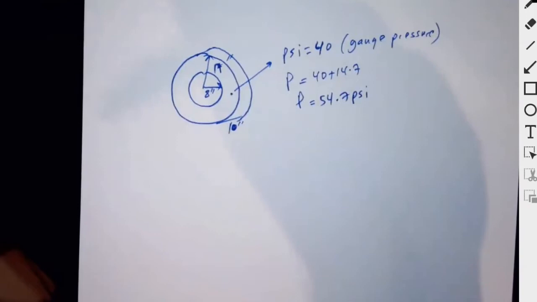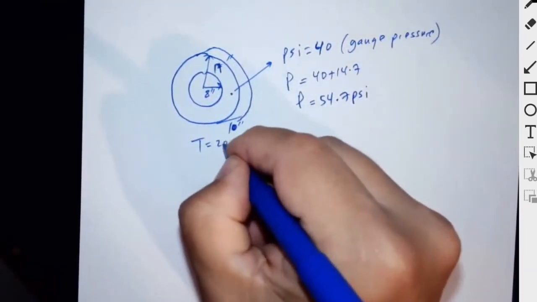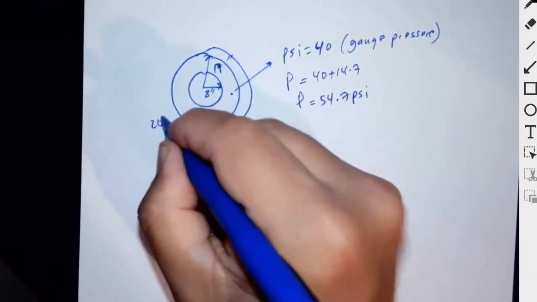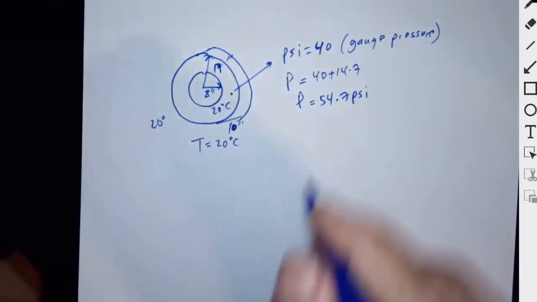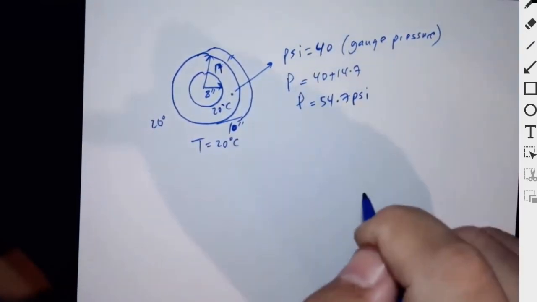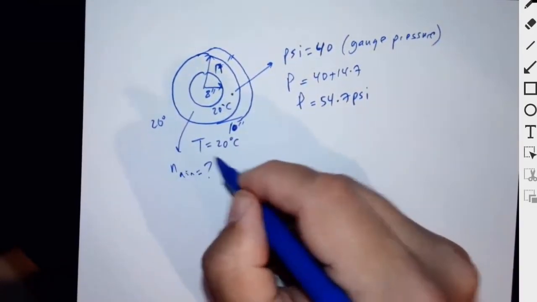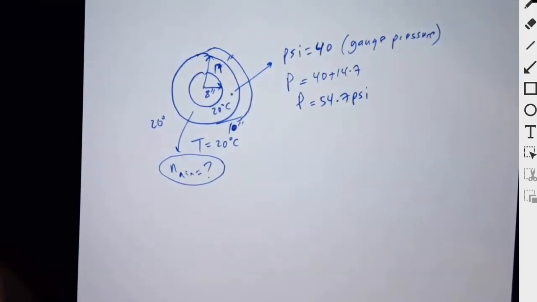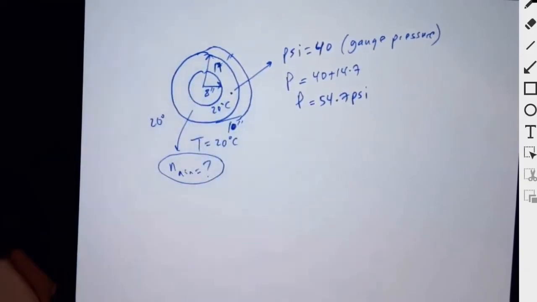Right? So now the question can be, if the temperature inside of the tire is 20 Celsius and outside is 20, calculate the absolute pressure, and calculate how many moles of air you need to have in there. The number of moles of air. It's kind of a simple example, but it's nice to illustrate with a tire example, because that's an everyday example. You go, you fill the tires with some air, right?